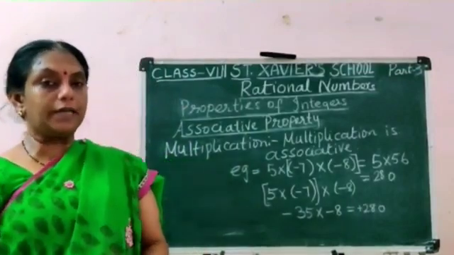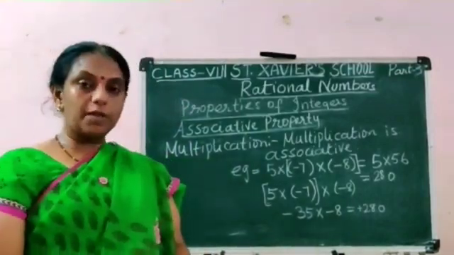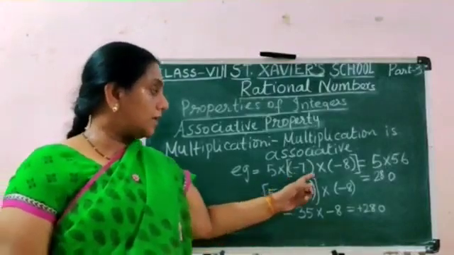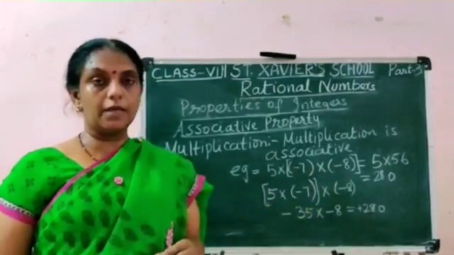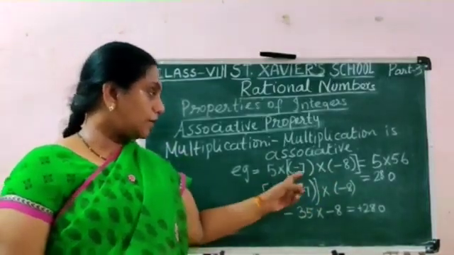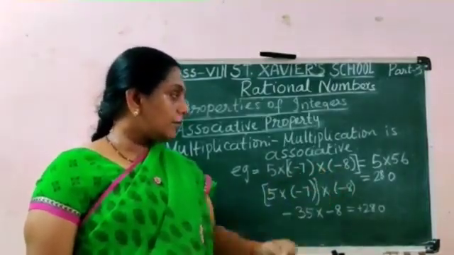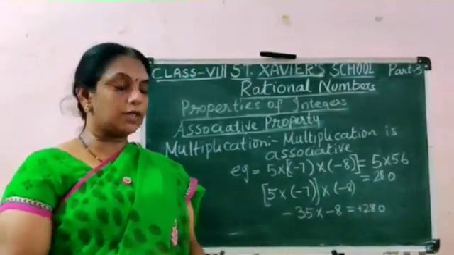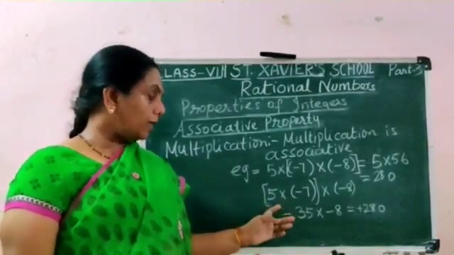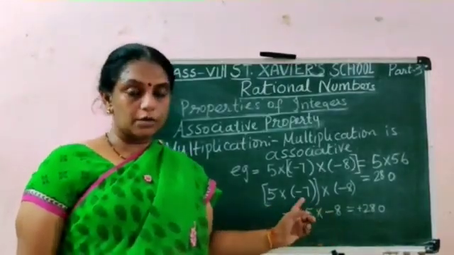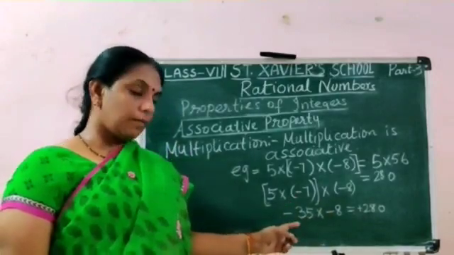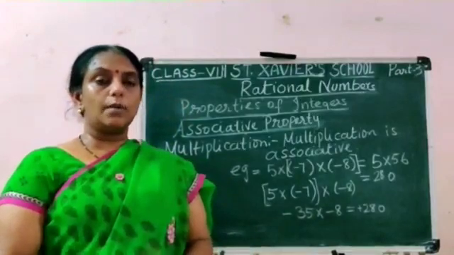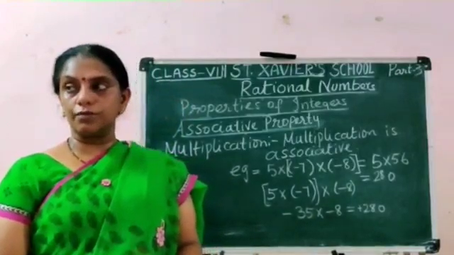Associative property for integers. Multiplication is associative. Here it was given an example. 5 into minus 7 into minus 8. Minus 7 and minus 8 is grouped. So 7 eights are 56. So that is plus 56. So 5 into 56 you are getting 280. The other side when we have grouped it, 5 into minus 7 into minus 8. So minus 7 into 5 will become minus 35, into minus 8 you are getting 280. So therefore multiplication is associative.